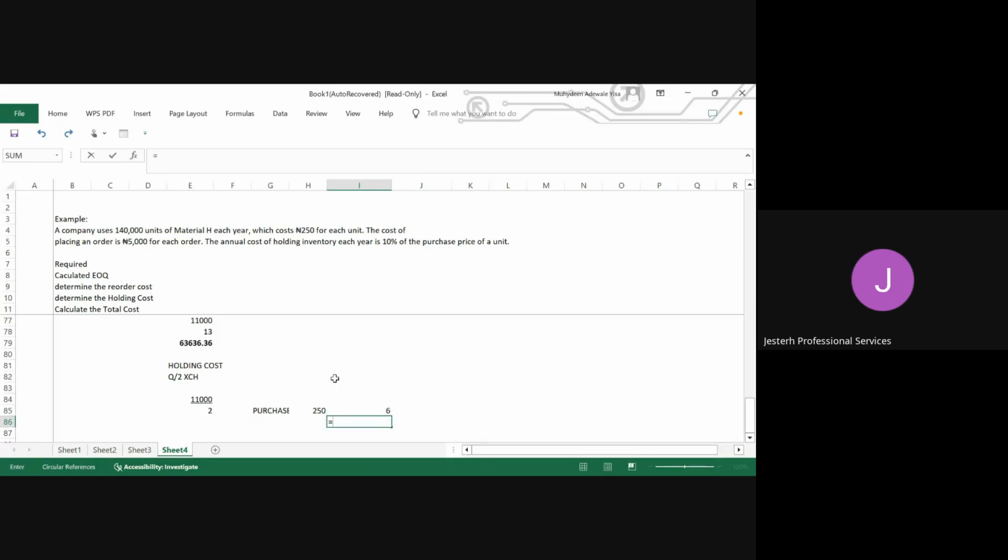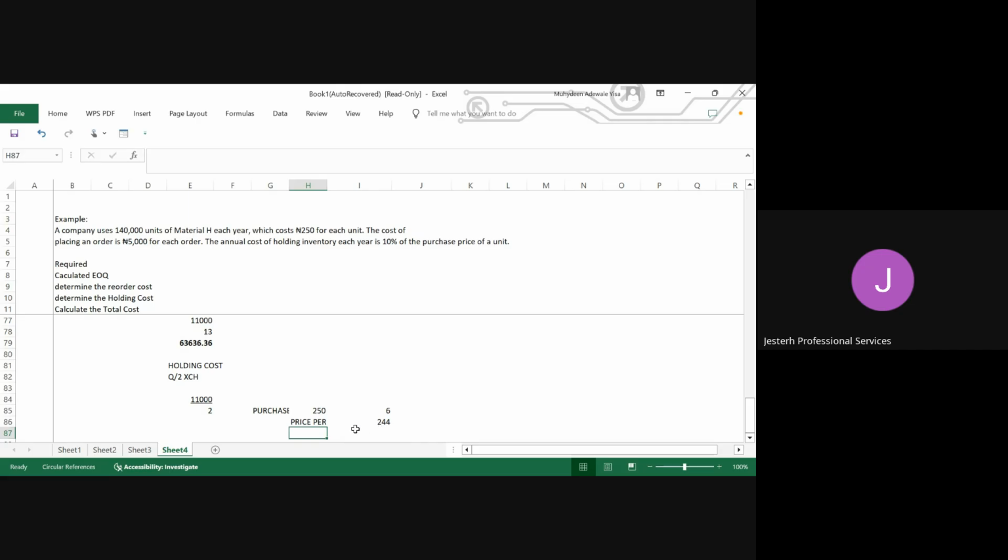If they decide to give us the discount of 6 naira, now it's going to be this minus 6 naira. It means this is the purchase price per unit, the price per unit that we are going to be paying for each of the units that we order, based on what the supplier decided to give us.